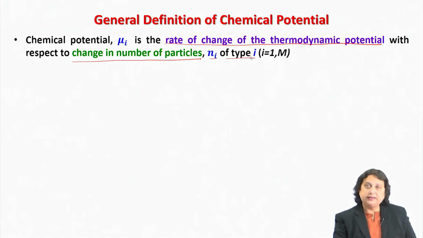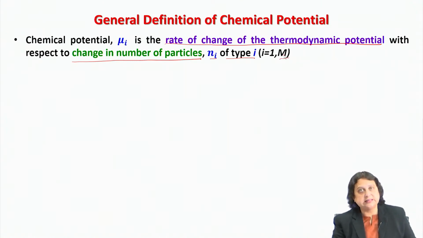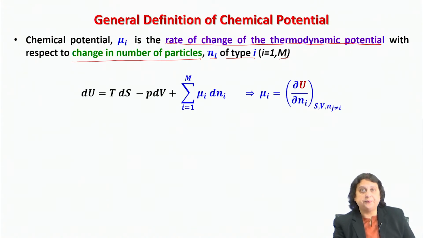So in general, let us say that I have capital M different types of particles in my system. Of type 1, there are N1 particles. Of type 2, I have N2 particles, and so on and so forth. In that case, mu i gives me the slope of a plot of thermodynamic potential with respect to the change in each of these types of number of particles, where i can go from 1 to M.